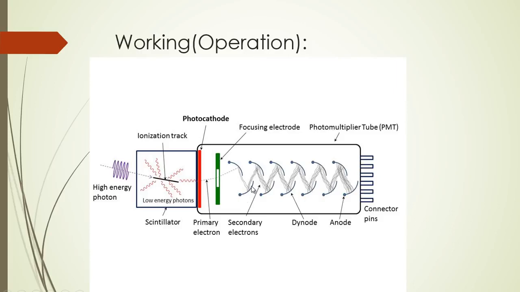So at each stage the number of electrons keeps multiplying, because each electron can now produce 5 or 6 more secondary electrons. So after several stages we have a lot of electrons, and usually they can multiply a single electron into a million electrons, so that is a lot of gain.